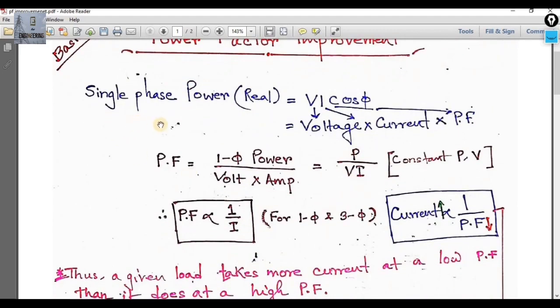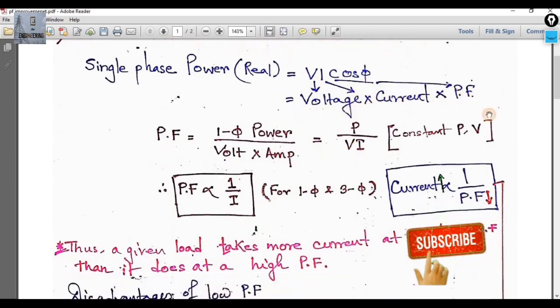In the single phase system, we know that the real power is equal to VI cos phi, or the voltage into current into power factor.